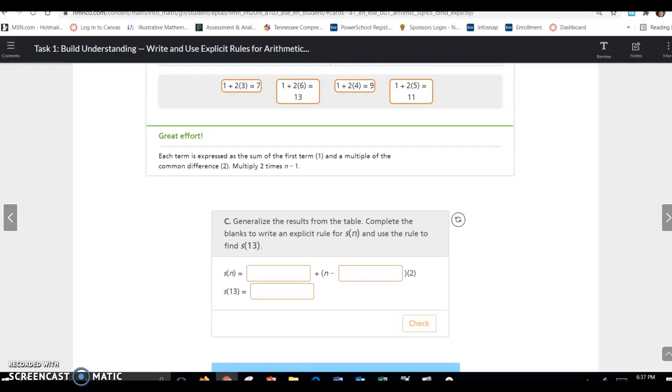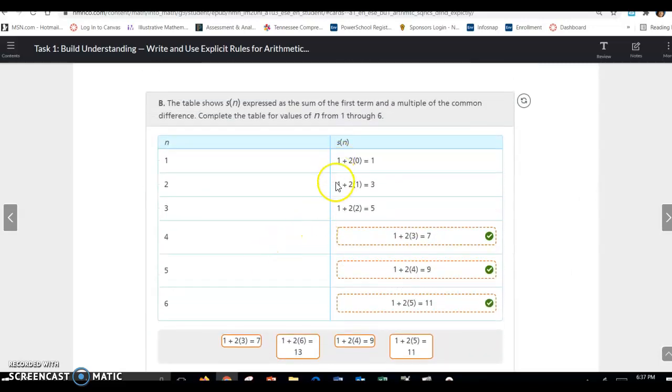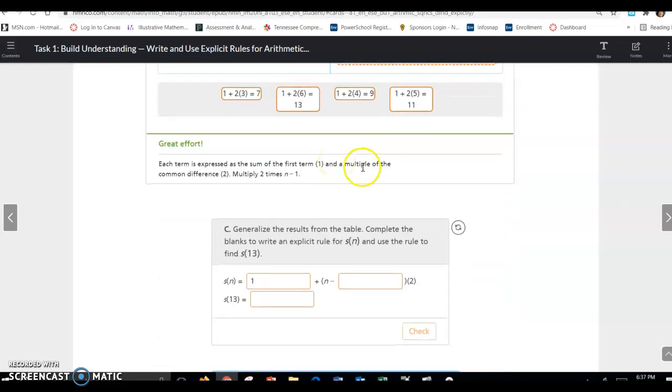All right, now it says generalize the results from the table. Complete the blanks to write an explicit rule for S of n and use the rule to find S of 13. All right, so the first term, okay, is 1. So I'm going to put a 1 here. And then plus n minus 1. That's your previous term. That just states the previous term times 2.